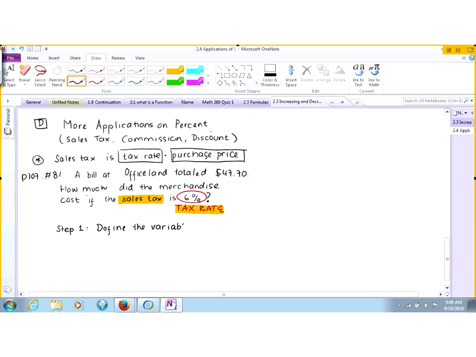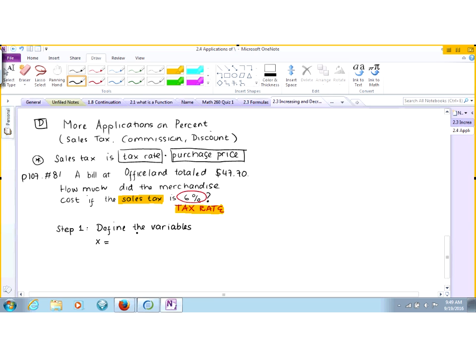What do I mean by that? Well, you have to give definitions to your variables. All right? So let's define the variables. What is the biggest clue to where to define the variable? Look at the question. What is the question asking? How much did the merchandise cost? So that is your X.